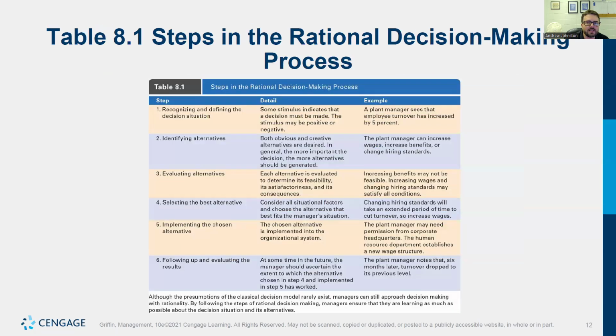Here are those steps outlined again in some more detail. I won't go through them all here, but now we're including evaluating those alternatives, selecting the best alternative, and even implementation, and then reevaluating those results, right? This kind of feeds back into what we might do the next time we're faced with a similar decision.